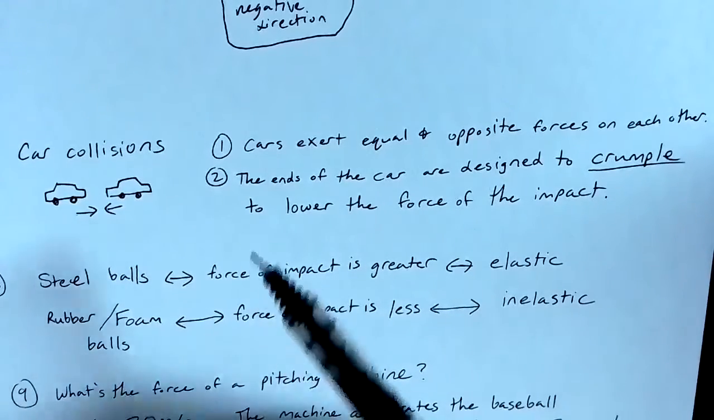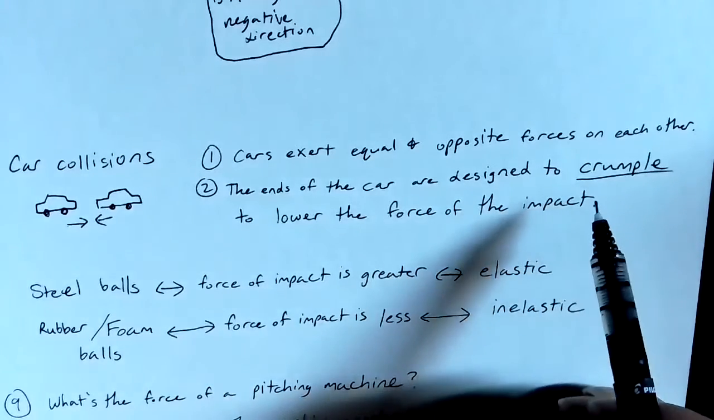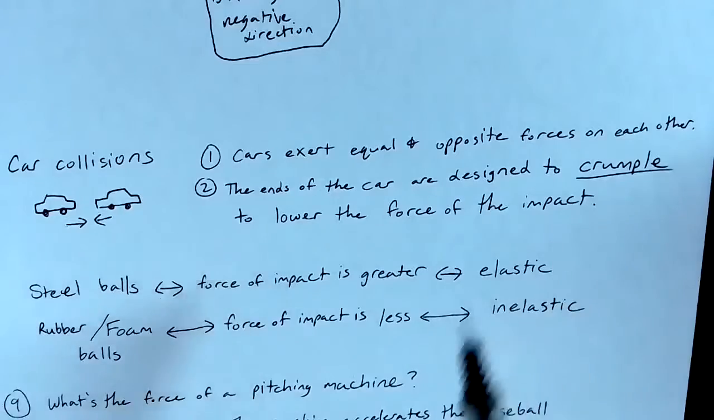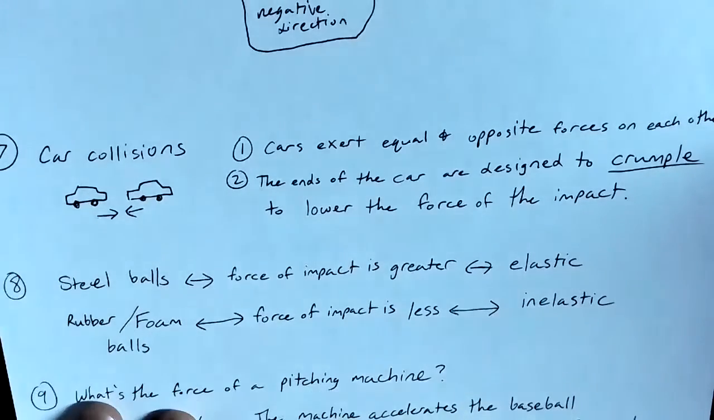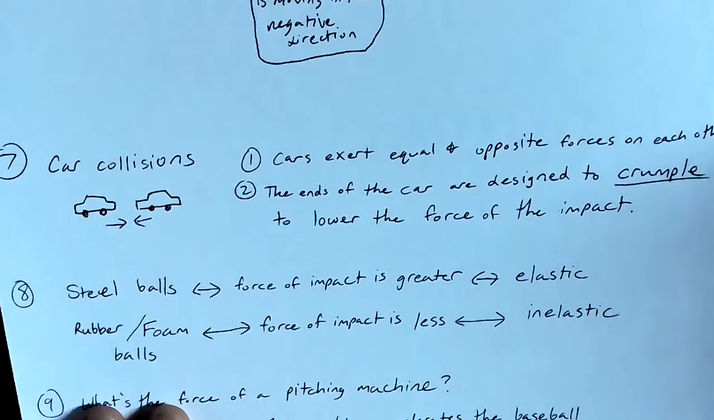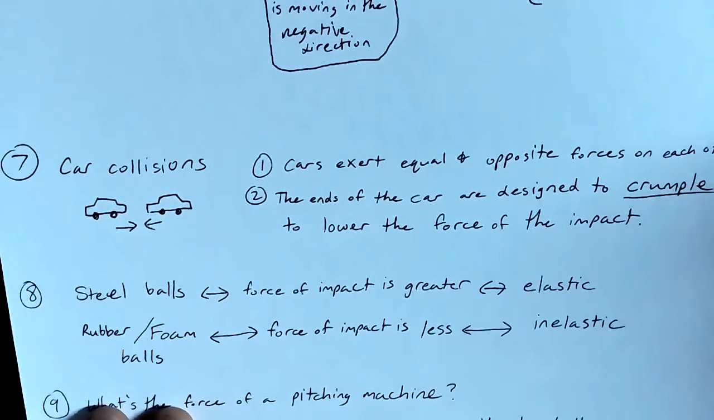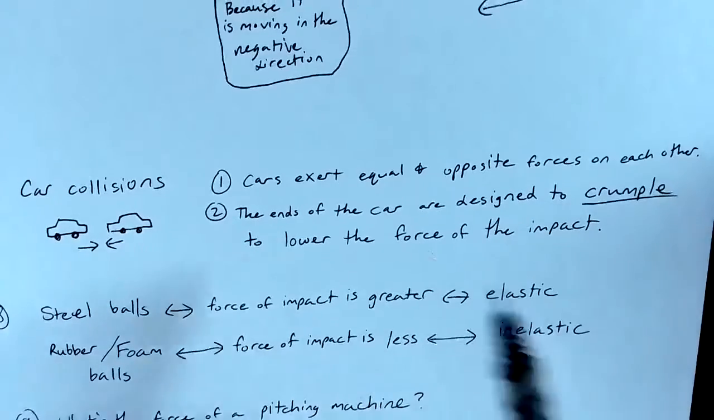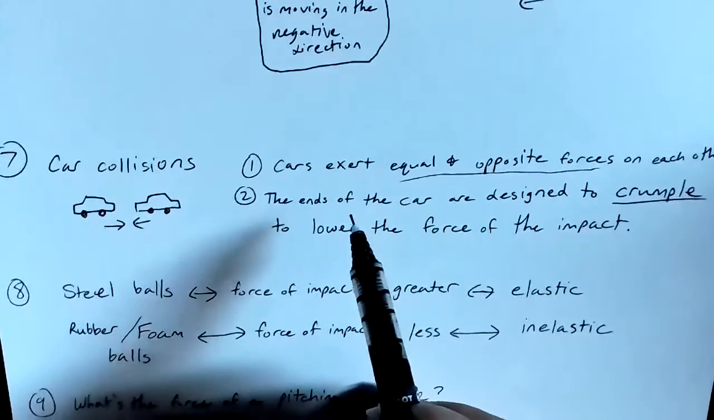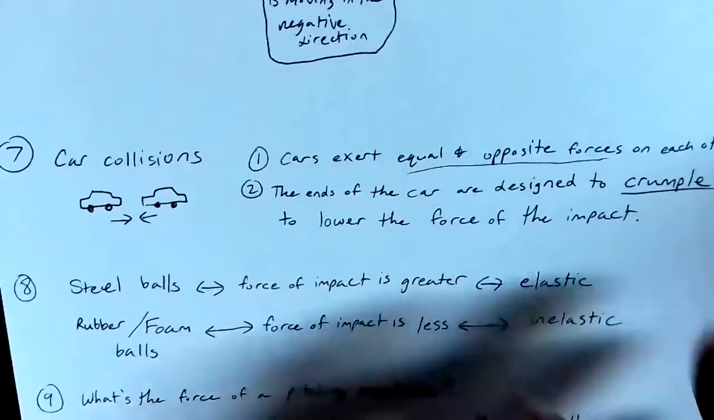And the ends of the car, or certain parts of the car, are designed to crumple. And the crumpling lowers the force of the impact. And this is a safety feature of cars. The crumpling reduces the acceleration of the other vehicle and your vehicle too. And then that reduces the force that the passengers experience. So that will relieve some of the force from the passengers and pass it through to the car. So the car will get damaged and crumpled up, but the passengers inside will hopefully not suffer severe injuries or as severe injuries. But yeah, cars will exert forces on each other in a collision, and the cars are designed to crumple to reduce the force.